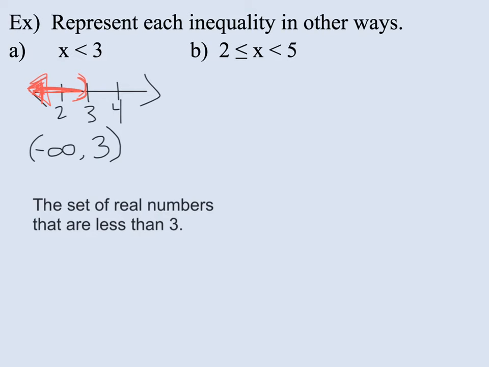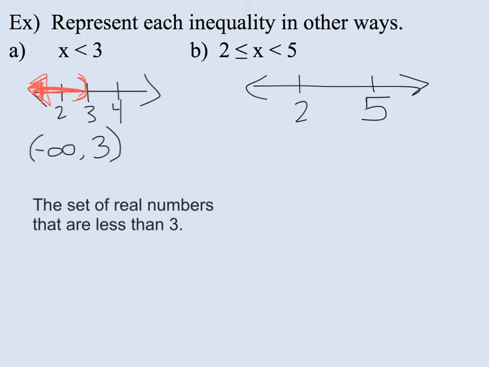Alright, so written out in words, we have the set of real numbers that are less than 3. Alright, so let's go ahead and look at example B. So we have 2 less than or equal to x less than 5. So we're going to draw a number line. And we can draw all the numbers, or if you just want to put 2 and 5 for now, just to save us some time.